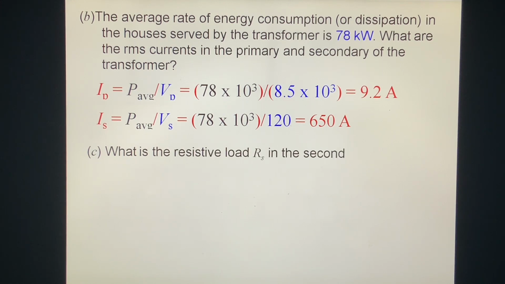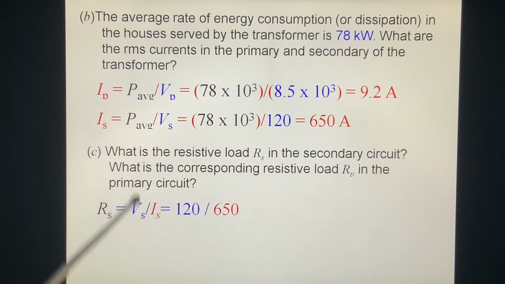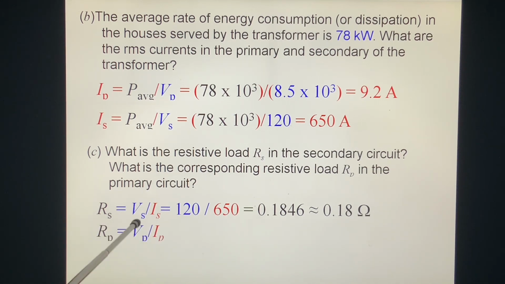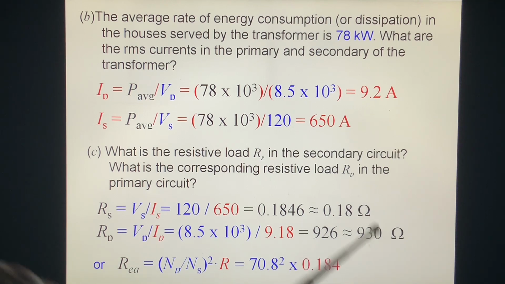Question C. What is the resistive load Rs in the secondary circuit? What is the corresponding resistance Rp in the primary circuit? Rs is Vs over Is. We put 120 over the current, and we get 0.18 ohm. Okay? And Rp is equal to Vp over Ip. Vp is 8.5 thousand volts divided by Ip. Or we can find Rp in a different way. Okay? The equivalent resistance equals Np over Ns squared times Rs. We put in this ratio, and we get the same answer, 930 ohms.